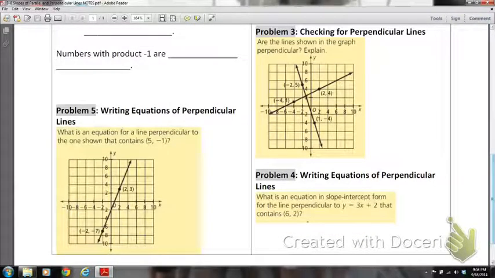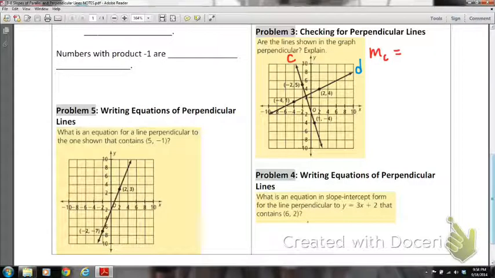In problem 3, we're checking for perpendicular lines, and we're supposed to determine if the lines shown in the graph are perpendicular and explain why or why not. So to determine if they are perpendicular, we need to know the slope of these lines. So let's name the line C and D.